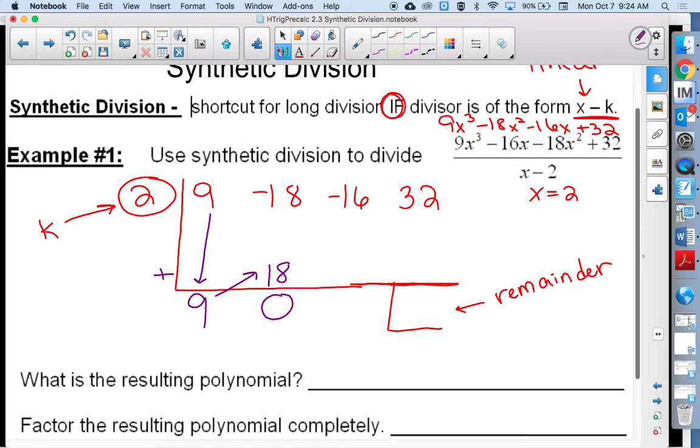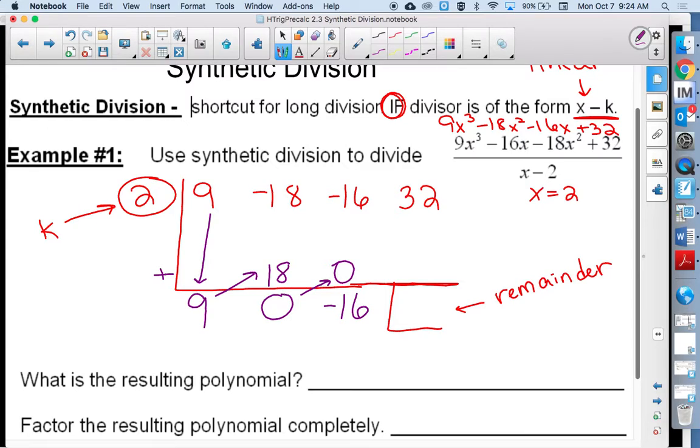So now we're going to do it again. Just like long division, you have to keep on using all the numbers. So we're going to go to the outside number, which is 2, multiply it by the bottom number. 2 times 0 is 0. Always move diagonally to the next spot. And then you add those numbers vertically. So that gives us a negative 16.